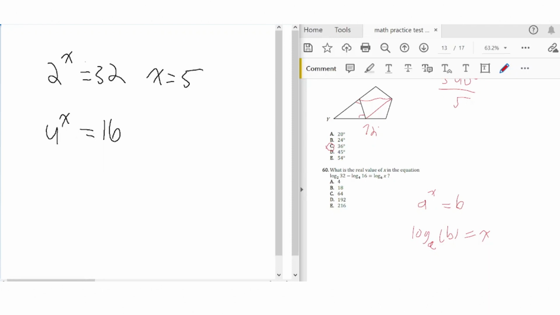Now here, 4 to the x equals 16. We know that 4 squared is 16, so we know that x equals 2. Therefore, the log base 2 of 32 is going to be 5, and the log base 4 of 16 is going to be 2. Thus, their difference is 3. So now we have 3 equals log base 6 of x.